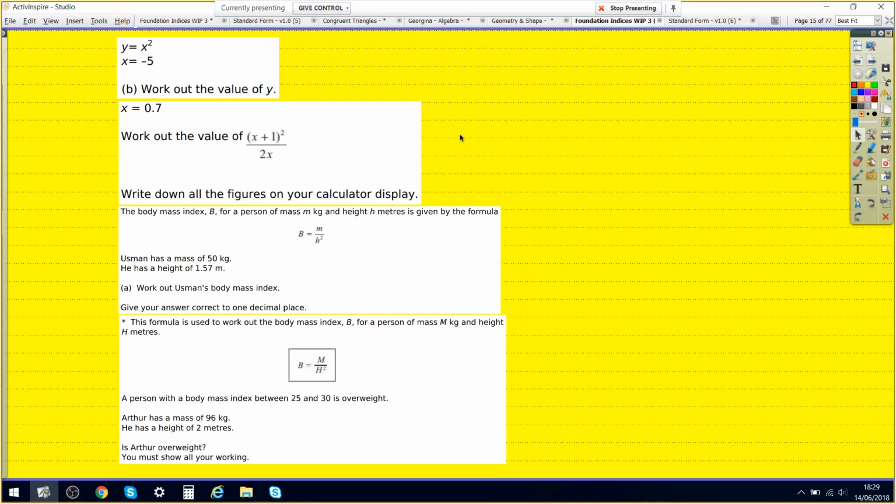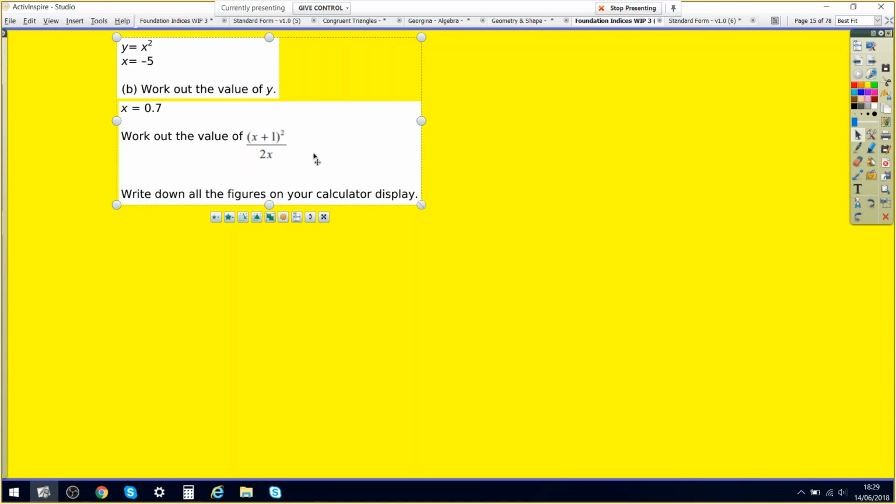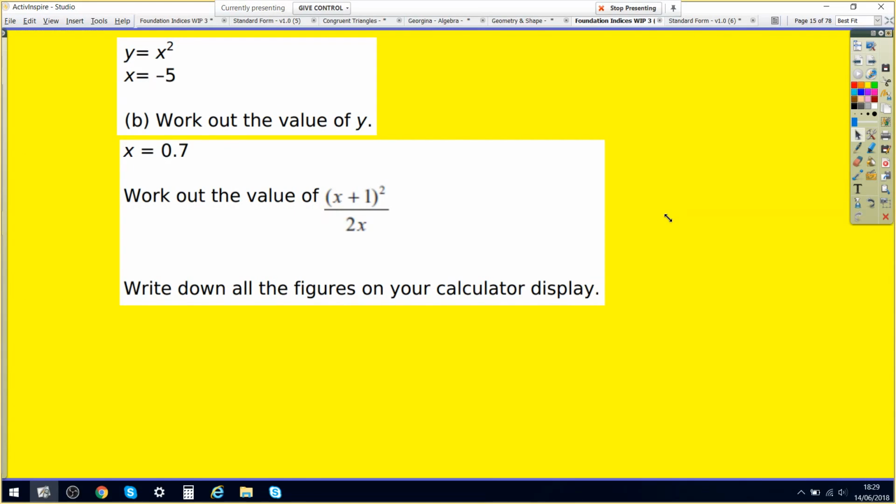Okay, these are still calculator. Let's try these first two separately. So how can you do this first one? So that's 0.7 plus 1 squared over 2x over 2, so 2.7. 2x is short for 2 times x. Okay, so 2 times 0.7.